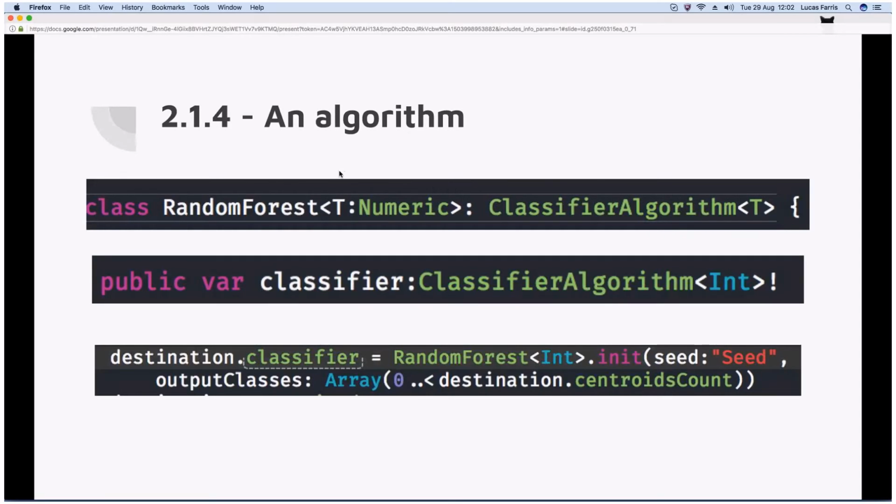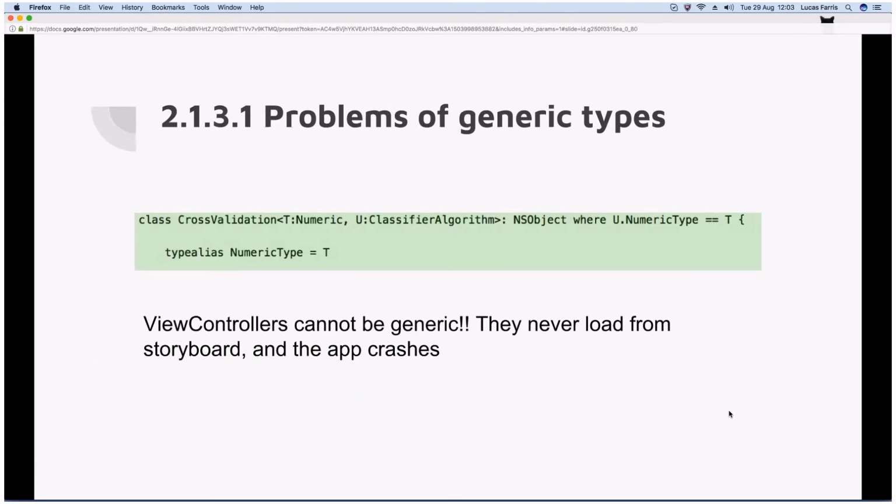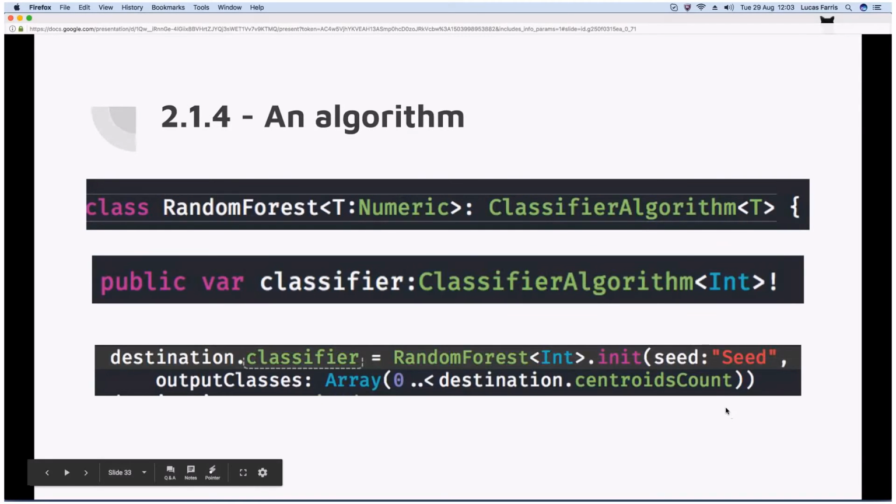So, for example, an algorithm such as random forest would implement this protocol, and you can just create a generic variable, for example classifier, which is of type classifier algorithm, and then you have to specify which type of Numeric you're using, for example Int, and you initialize it normally. I know it maybe looks obvious to you, but it took some time to get to this recipe.